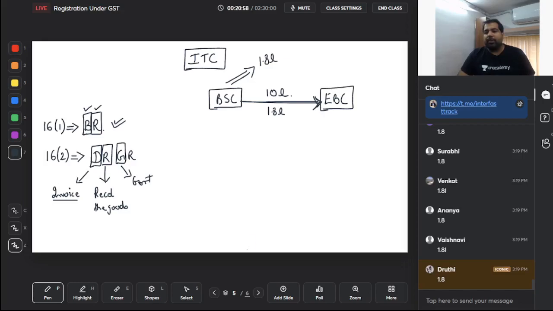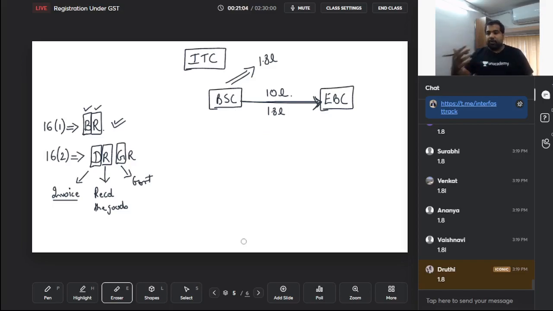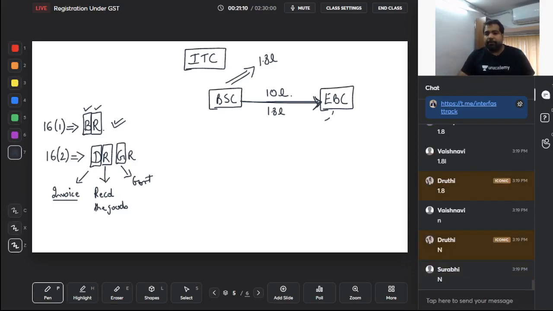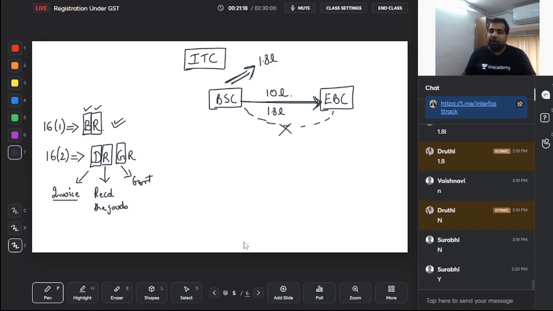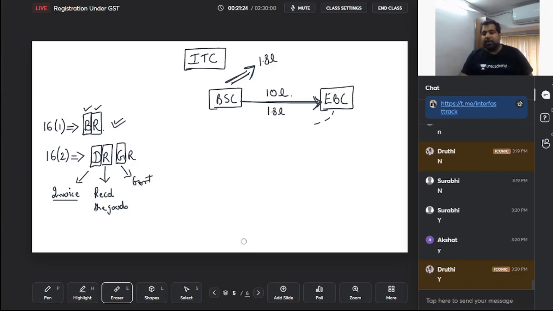But what if EBC has not paid today or tomorrow? Guys, is it important in business to pay the same day? In business, do we pay the same day? No, we pay after a lot of time. So even if EBC has not paid, today, will the government at least want the GST? Yes. And is that right? Is that wrong, guys? Yes, it's wrong. How can you expect me to pay when the recipient has not paid me?